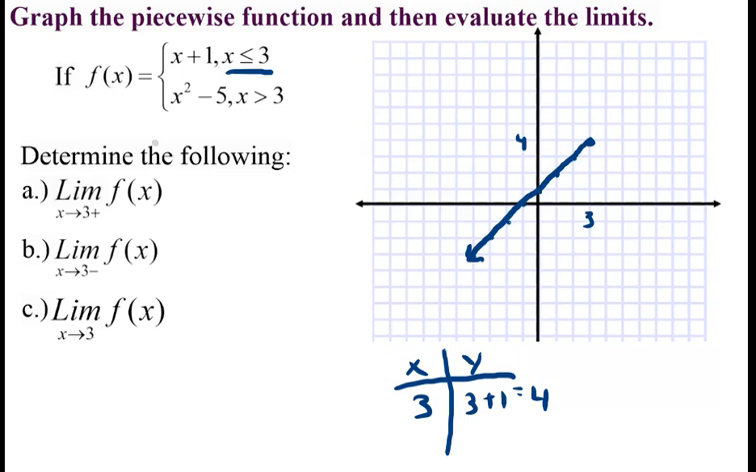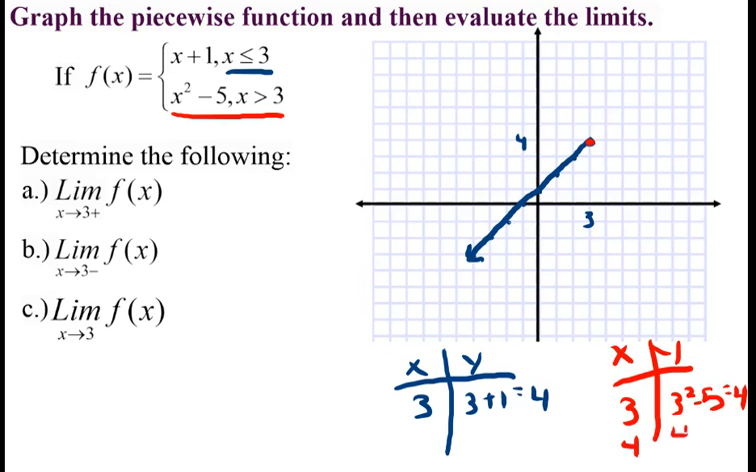So then if I do the next piece, this one starts at 3, but it's not including. So if I plug in 3 squared minus 5, you know that's 9 minus 5, which is 4. So here I would still start at 3 over 4, but it was an open circle. However, it's already closed from the previous one. And then you can plug in 4 if you want to and say, you know, that's 4 squared minus 5 to get the next number.